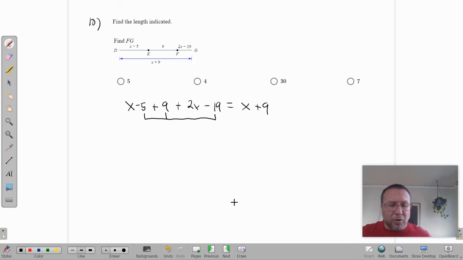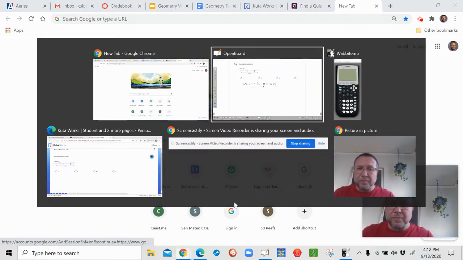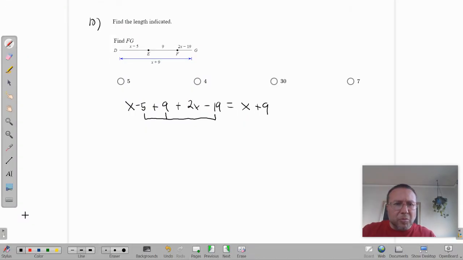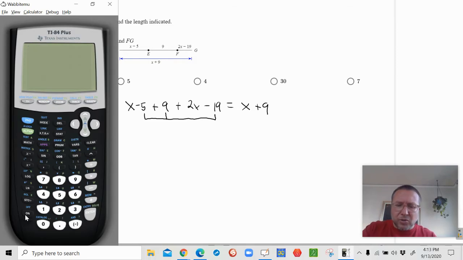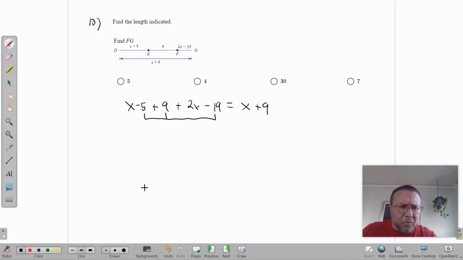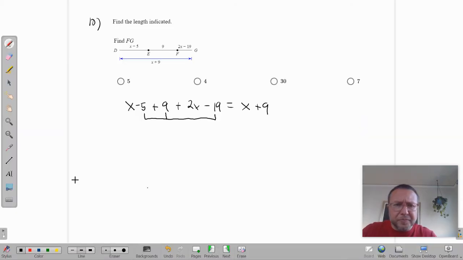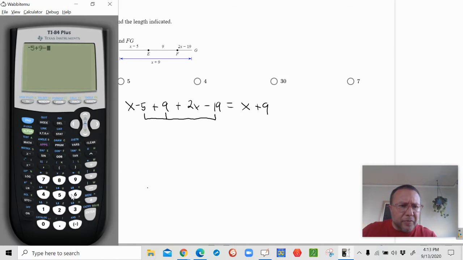Now, if you'd rather use a calculator for this, by the way, do that, right? If you're kind of still saying, sometimes I forget my positives and negatives, that's okay. So I just would put this in a calculator then. So I'll do negative 5 plus 9 minus 19. I get negative 15. So this isn't mental math class. If you need to use a calculator, use a calculator. There's no shame in that.